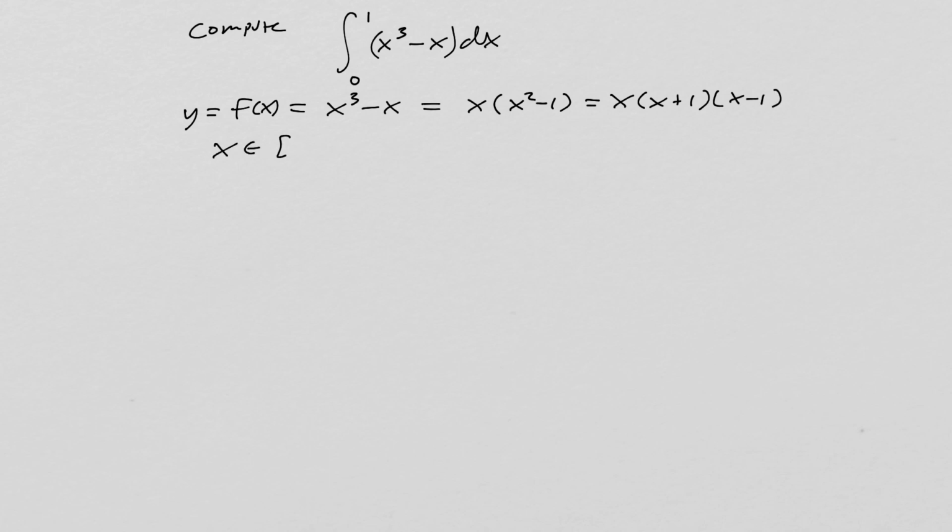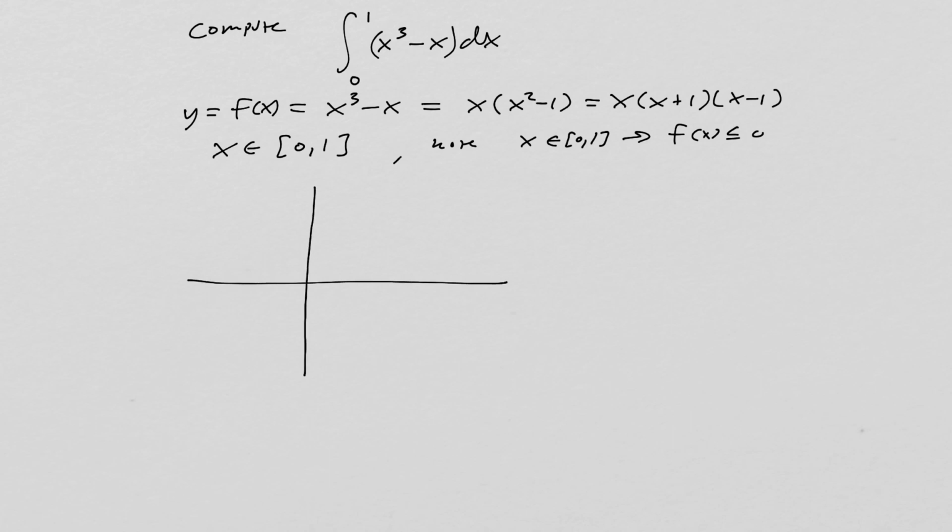So the interval we're looking over, of course, is going to be 0 to 1. And the other thing I note is that x on this interval implies that f of x is greater than or equal to 0. Oh, no, I'm sorry. Undo that. It is less than or equal to 0 over the whole interval. In fact, if we were to graph it, what we're going to find is, of course, we know the zeros. The zeros, of course, are going to be 0, -1, and 1.